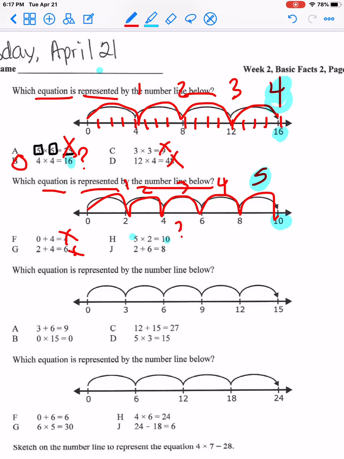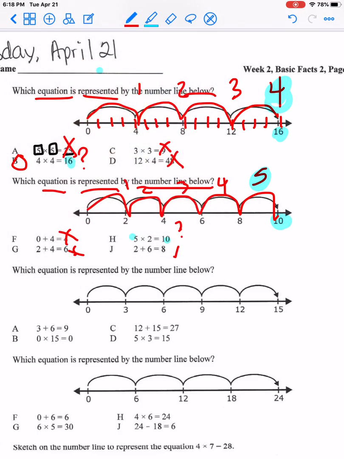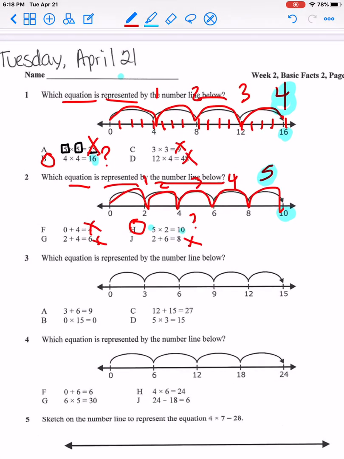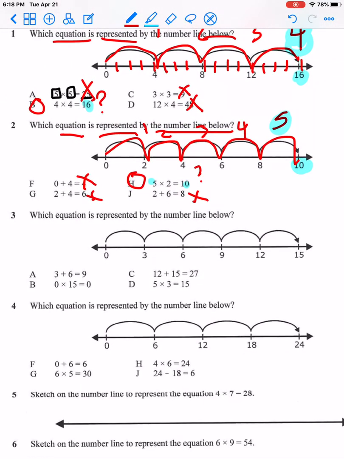Let's look at letter J. 2 plus 6 equals 8. 2 plus 6 does equal 8. That is not what I'm looking for. So no. My answer choice is letter H. Number 3. Which equation is represented by the number line below?